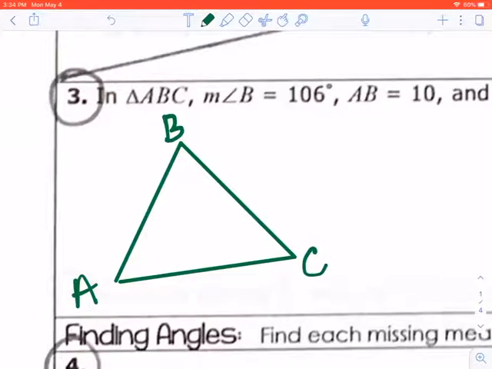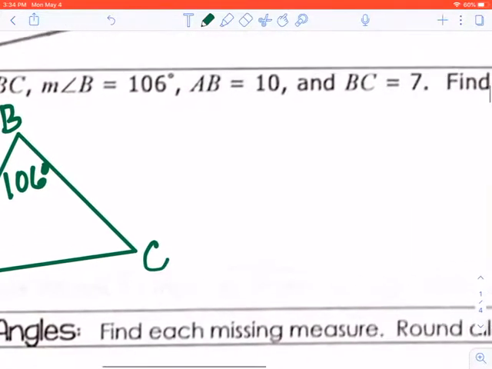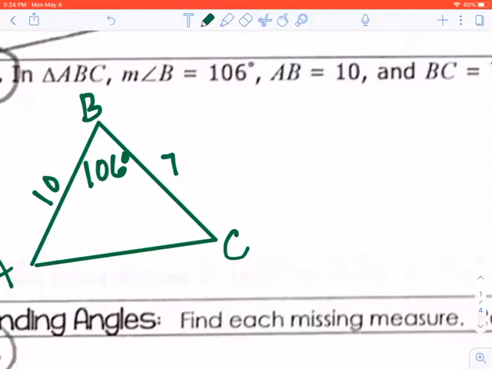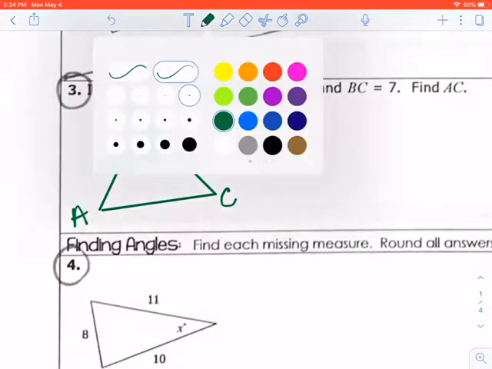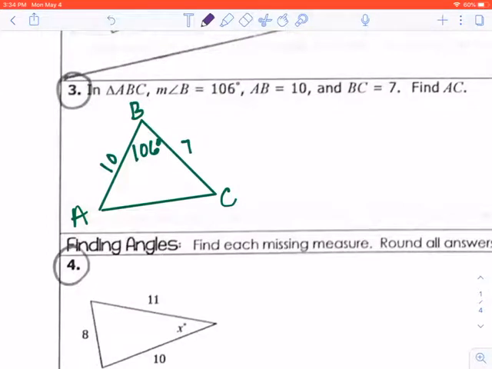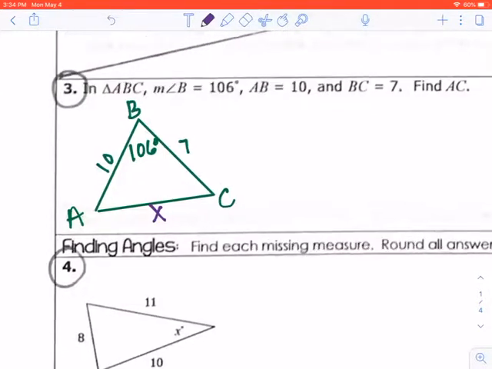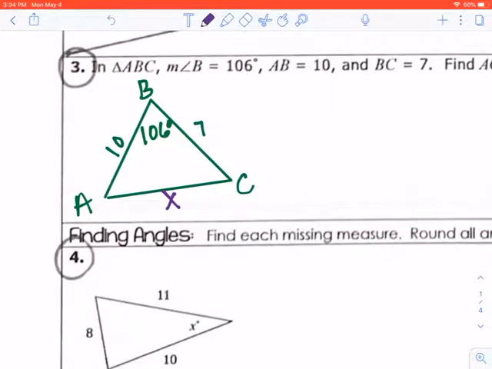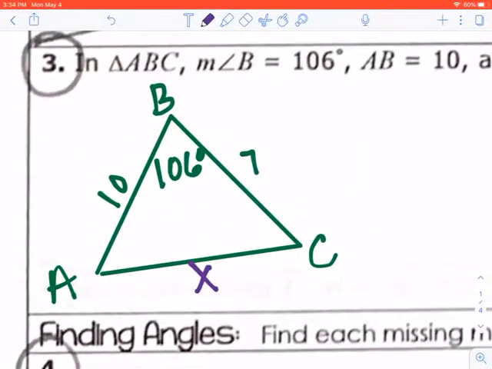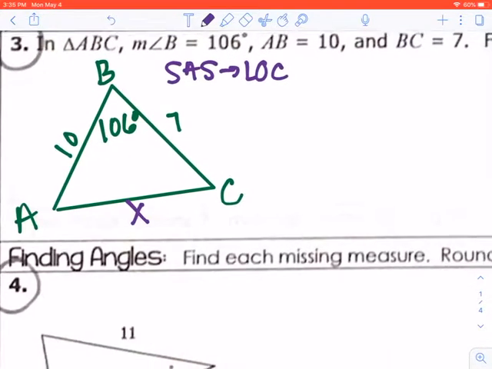Your A, B, and C can be in totally different places, but it doesn't matter because angle B will always be 106 degrees, as it said. Segment AB will be the length of 10, and segment BC is going to be a length of 7. And we are looking for segment AC. So I'm going to look for this piece here, x. Notice we have a side 10, an angle 106, and then a side 7. So side angle side, this tells us we use law of cosines. And we need to find side x.